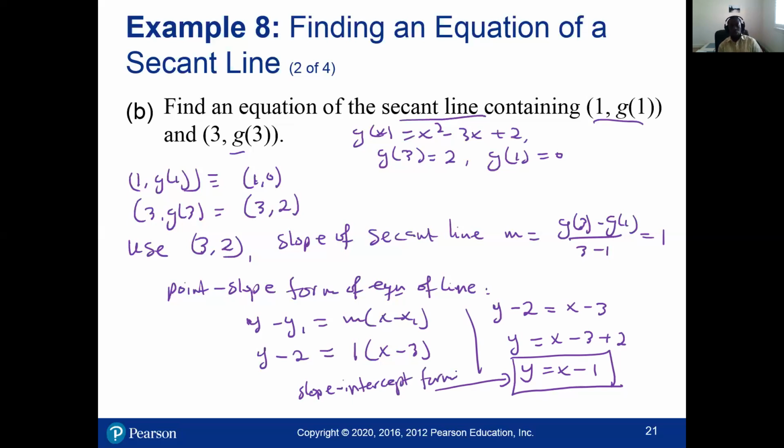Okay, so this is finding the slope of a secant line, the average rate of change, increasing and decreasing, and that ends this video.